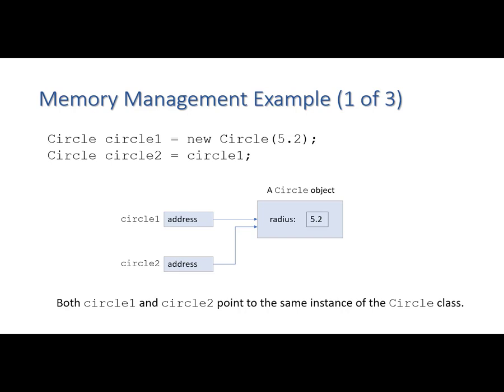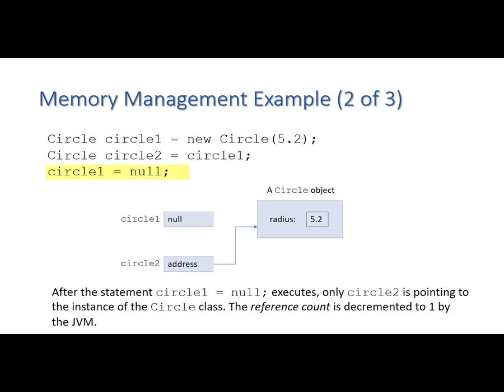In this example, we have one circle object that is referenced by two different reference variables. Both circle1 and circle2 refer to the circle object with a radius of 5.2. Therefore, the reference count is 2.